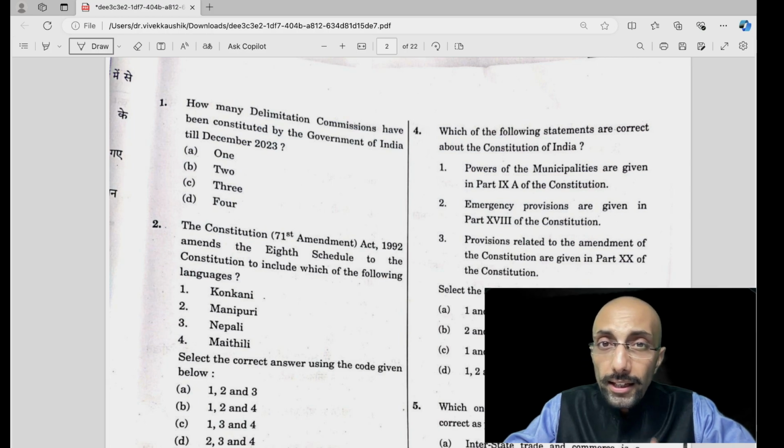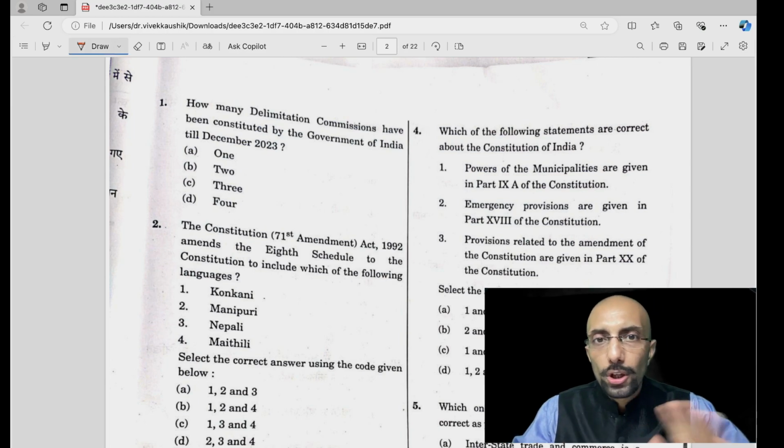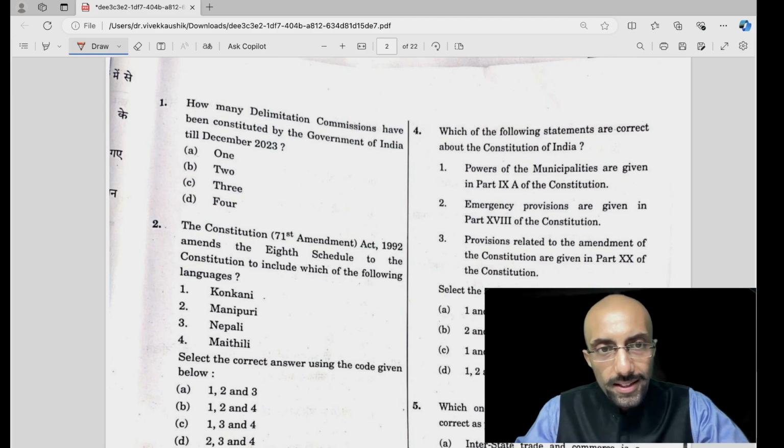Let us look at the answers of polity questions asked in this year's prelims examination. A total of 19 questions out of 100 have been asked from polity and governance. I have with me set D of the question paper. Please match the questions from your individual sets.